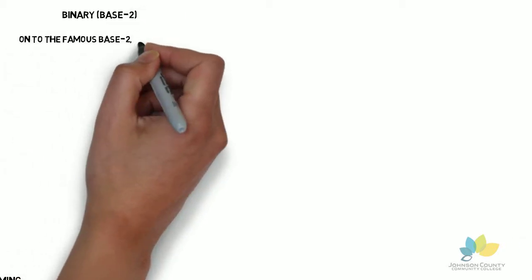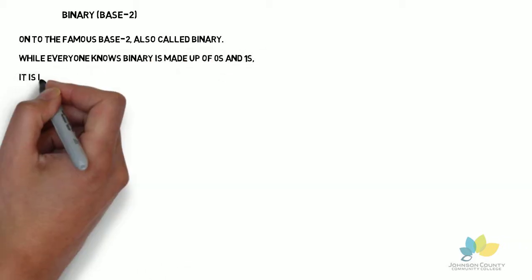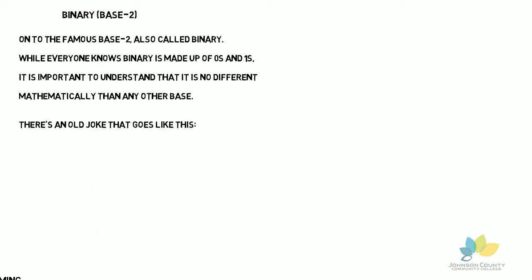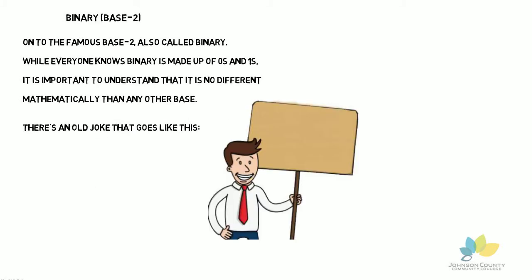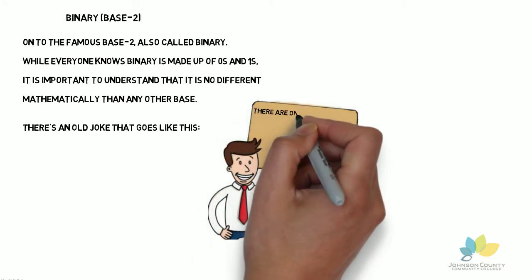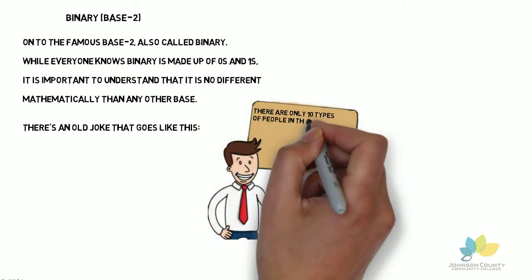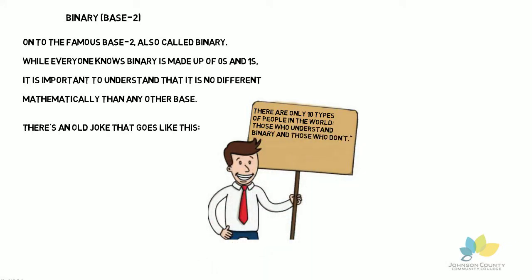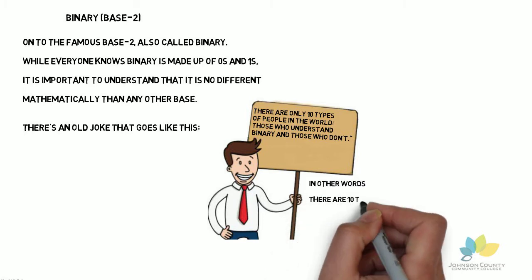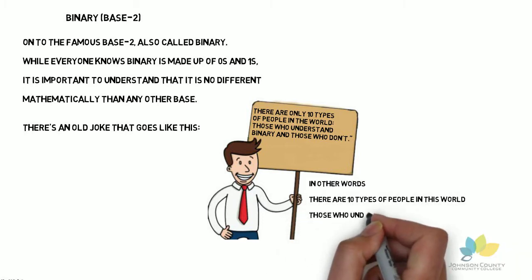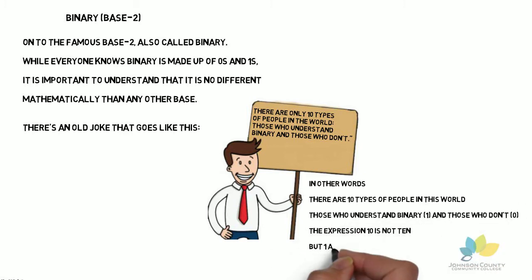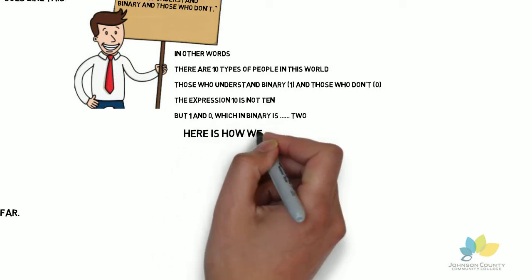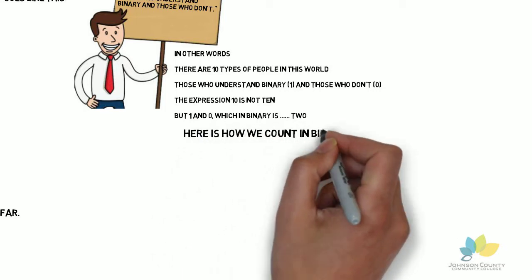Base 2. On to the famous base 2, also called binary. While everyone knows that binary is made up of zeros and ones, it's important to understand that it's no different mathematically than any other base. There's an old joke that goes like this: there are only 10 types of people in the world, those who understand binary, and those who don't. In other words, the expression 10 is not ten, but 1 and 0, which in binary is 2. So here's how we count in binary.